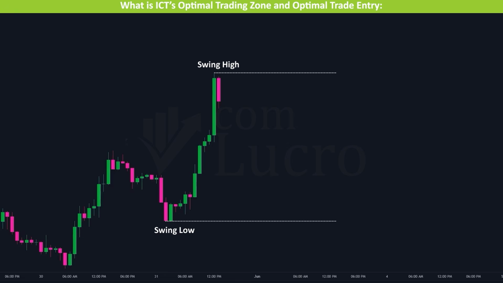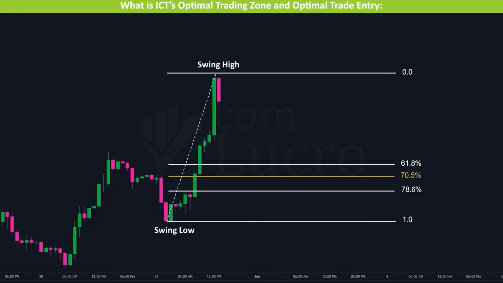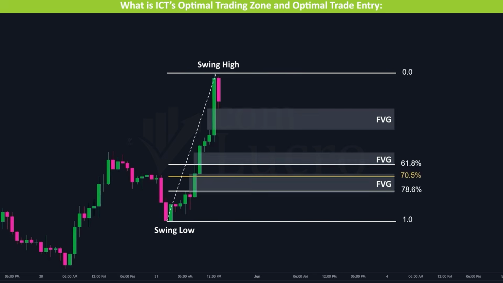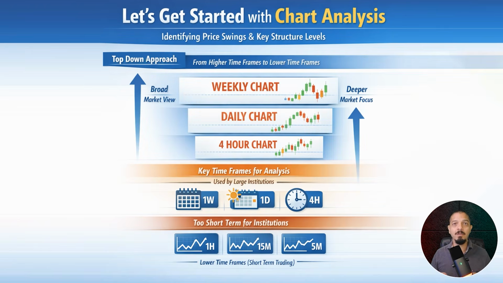After a valid impulsive move breaks market structure, we apply the retracement tool to define the correction range, the optimal trading zone, located between the 61.8% and 78.6% levels. It highlights areas where institutional participation is likely to return in the direction of the dominant trend. By combining market direction, price swings, and optimal entry placement with concepts such as fair value gaps and multi-time frame confirmation, this model creates a clear, repeatable framework for high-probability trade entries. Now let us get started.